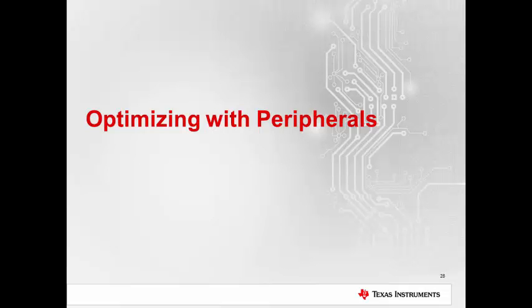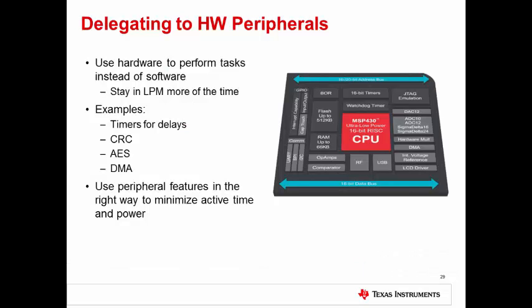In this section, we'll discuss some power optimizations achieved with MSP430 peripherals. Developers should always take the features and capabilities of peripherals into consideration when designing low-power systems. Sometimes it can be easy to perform a task using software, but it is important to use hardware as much as we can. Some examples include using timers for delays, using special peripherals such as the CRC or the AES, or using DMA to perform automatic transfers.